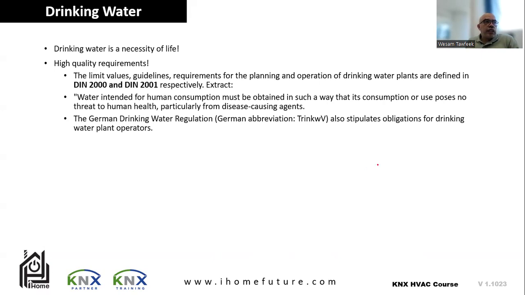So here it's saying that there are some standards for drinking water, like a German standard here. Drinking water is defined as water intended for human consumption, which must be obtained in such a way that its consumption or use poses no threat to human health. So drinking water should not affect human health in any way.